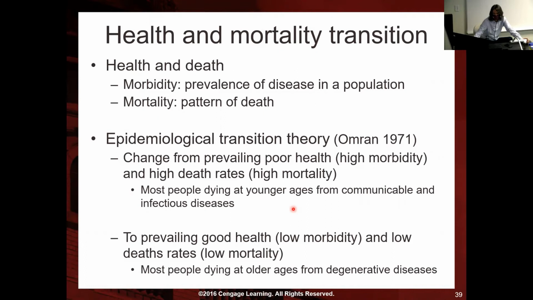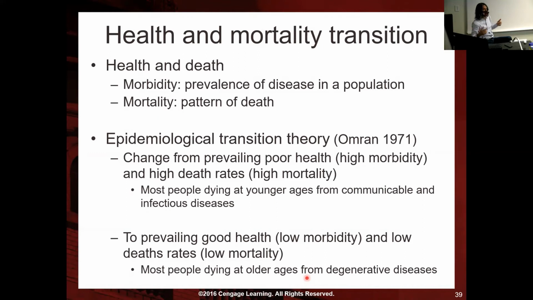Then when we change into a society with better health and lower mortality rates, the most common reasons of death are related to degenerative diseases at older ages. So we pass from a society that has high levels of mortality and poor health into a society that has low levels of mortality and good health. Before, we had communicable diseases that affected the chances of surviving of children and babies, so infant and child mortality was really high. Now, those diseases start to be more controlled, and the ones who are more likely to die are exactly the older people. What are their usual reasons? Degenerative diseases.